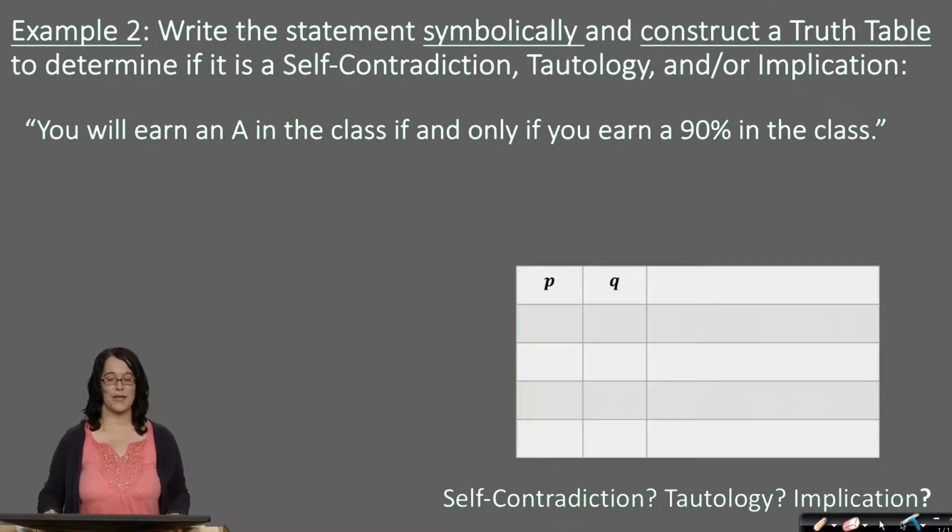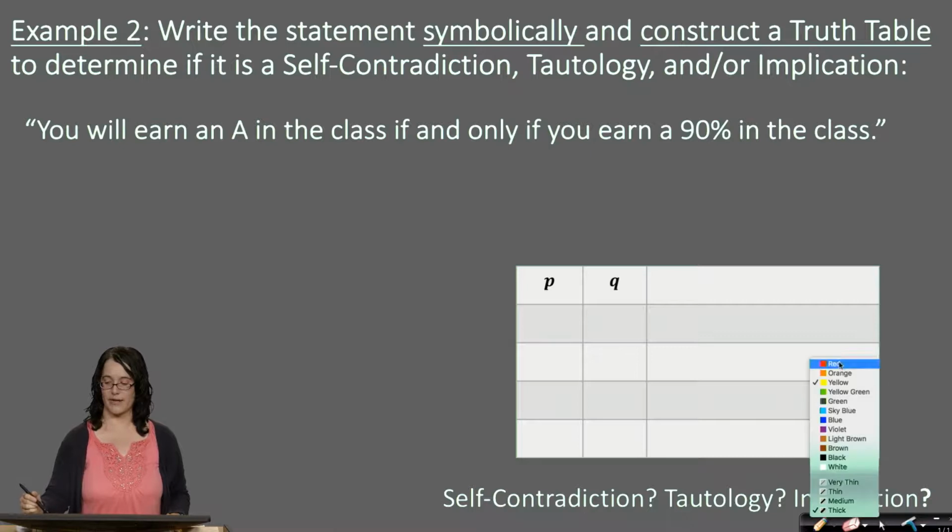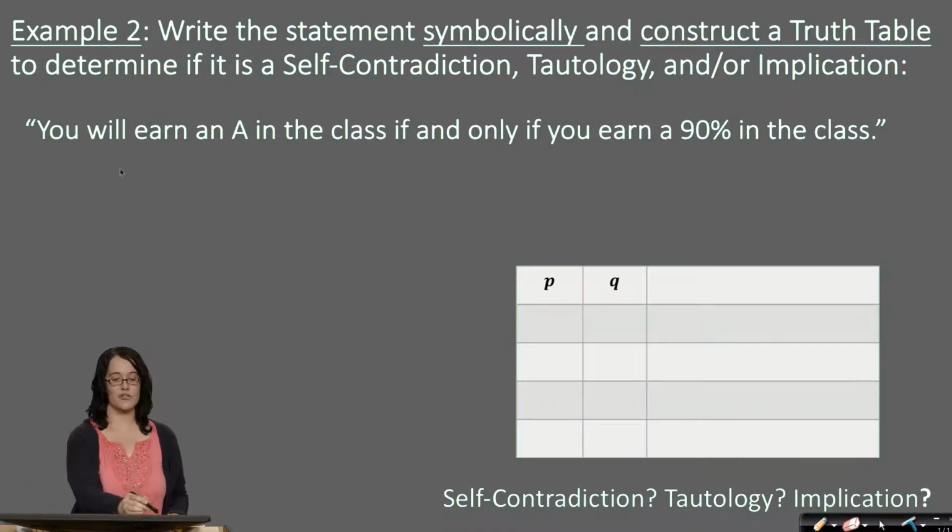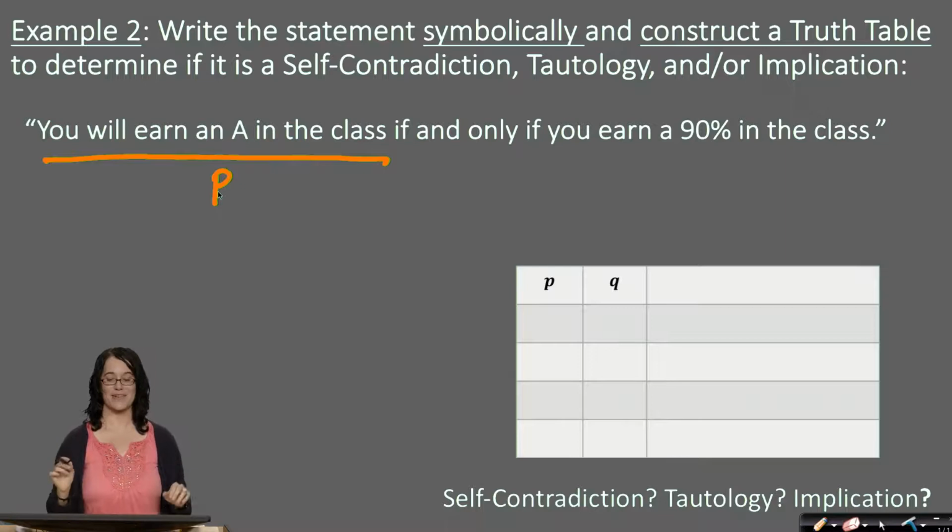Example 2. Write the statement symbolically and construct a truth table to determine if it is a self-contradiction, tautology, or an implication. So we have a nice simple statement. Let's take a look at it together. It says you will earn an A in this class. So that's like one simple statement. I'm going to call that P. Again, feel free to pause and try it yourself.